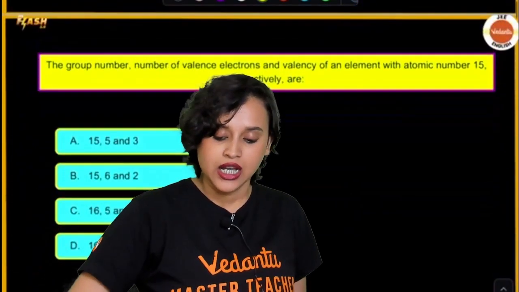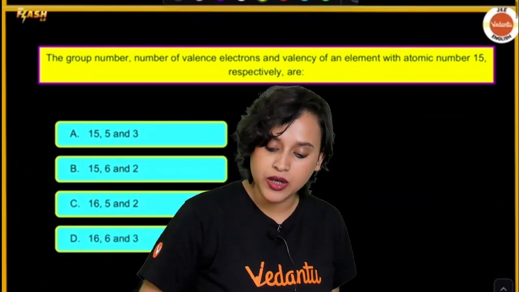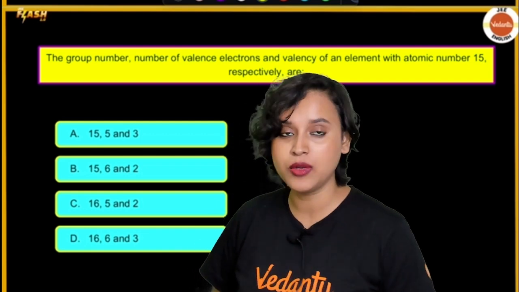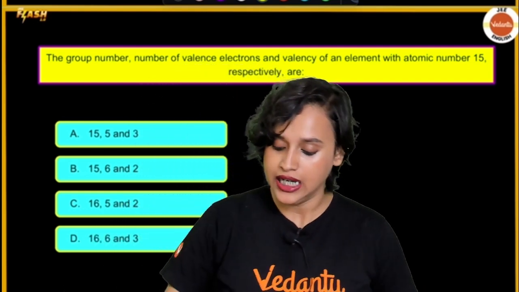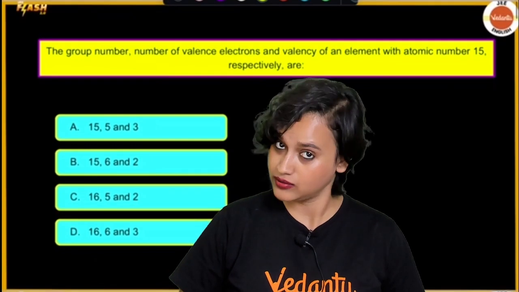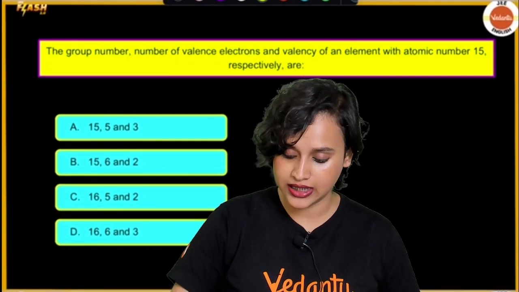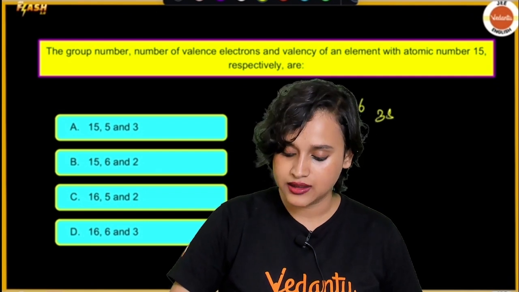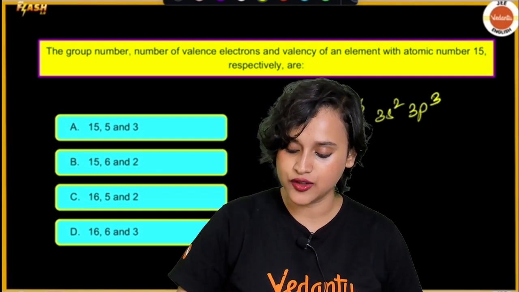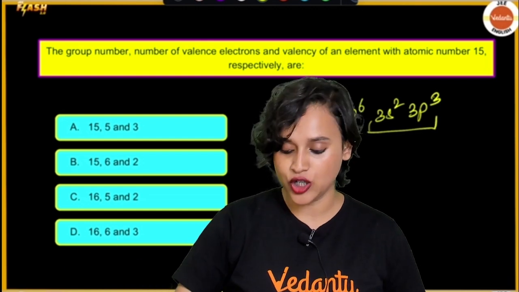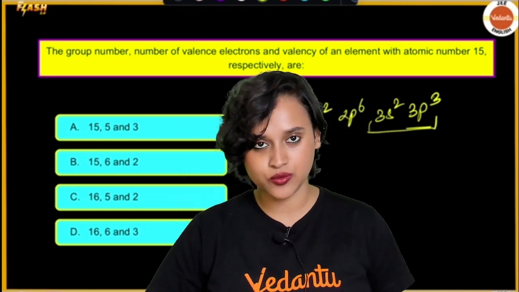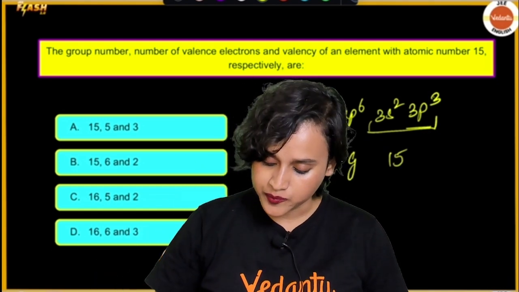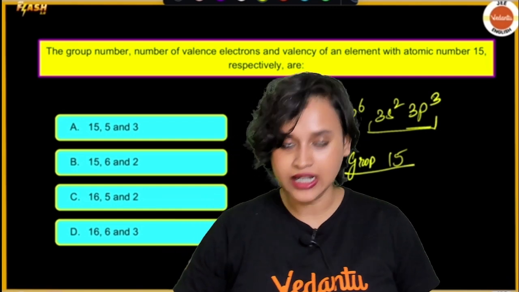Next question is the group number, number of valence electrons and the valency of an element with atomic number 15 respectively are. So how do we write the electronic configuration for 15? We will write it as 1s2, 2s2, 2p6, 3s2 and 3p3. So from here clearly it is belonging to the p orbital, and 3 plus 2 is 5, 5 plus 10 is group number 15.